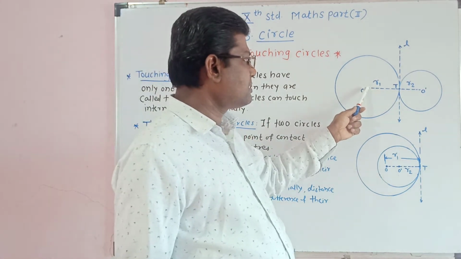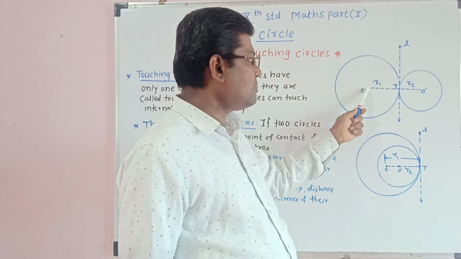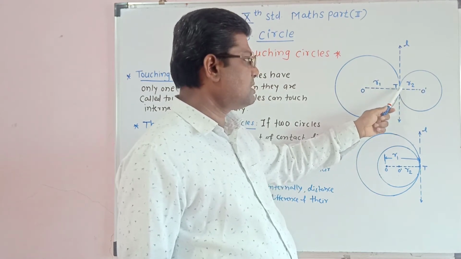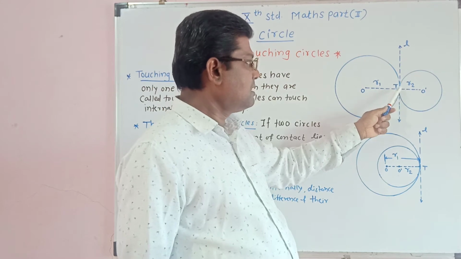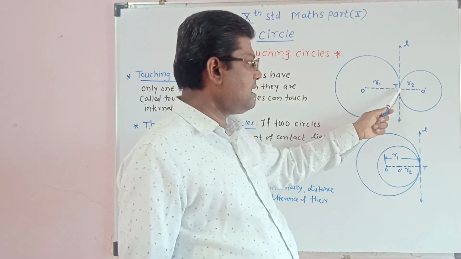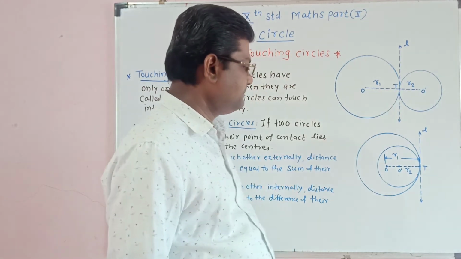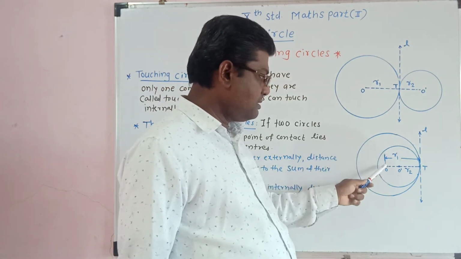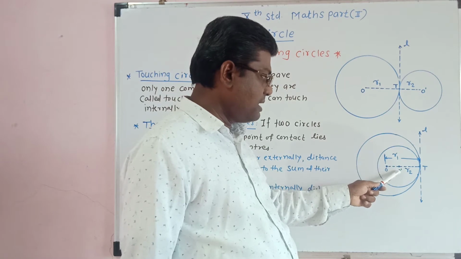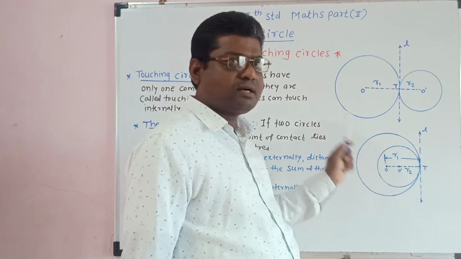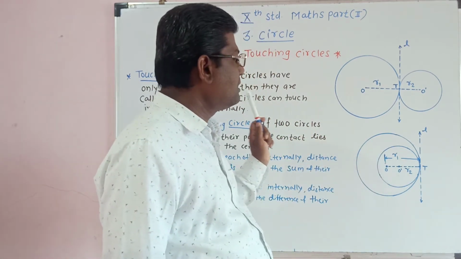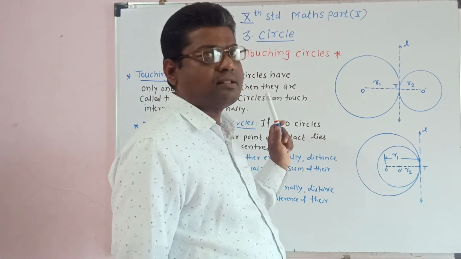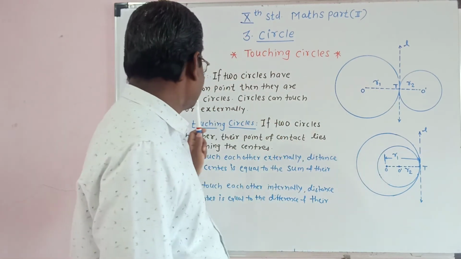Here are two circles, one with center O and the other with center O dash, and these two circles touch each other externally and they have a common point T. And here are two circles with centers O and O dash, and these circles touch each other internally and they have a common point T. Such circles are called touching circles.